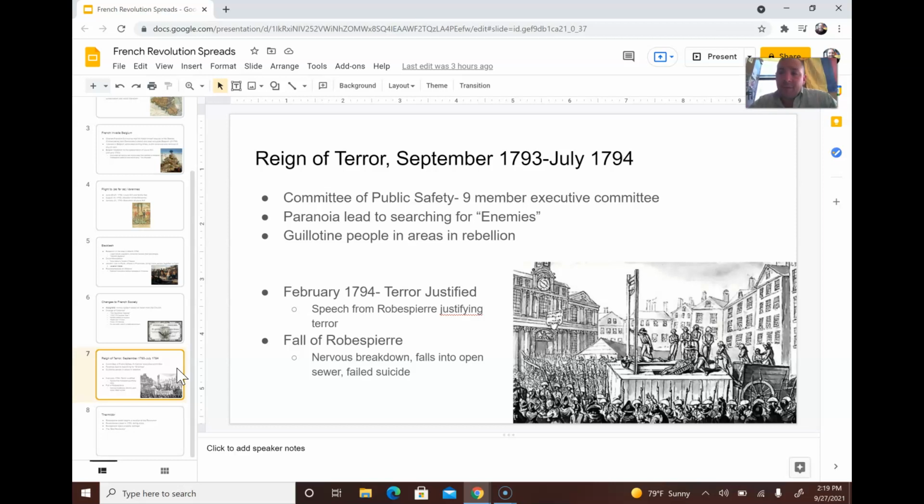Again, Robespierre experiences another breakdown, and by the summer of 1794, Robespierre is fearing for his life. He is arrested. They come for him, and they are trying to arrest him in July of 1794. He falls into an open-aired sewer. He is arrested. He tries to commit suicide by stealing a gun and shooting himself. He misses, so he is left in pain for over a day, and ultimately he is guillotined on the morning in July 1794.